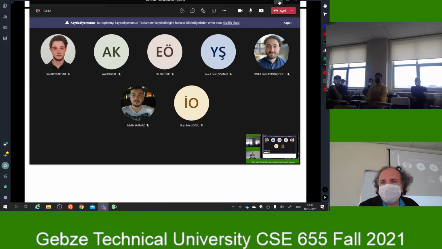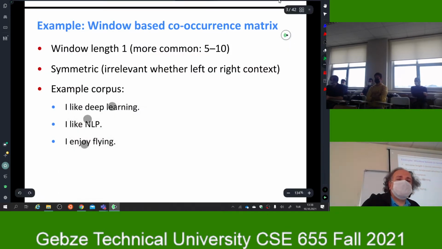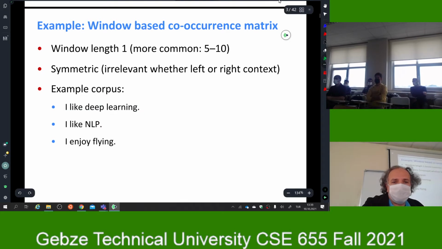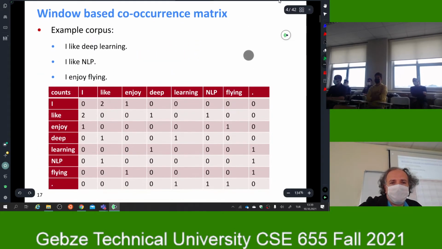Okay, good, thank you. So I have just these 3 sentences, and I like to use a window of length 1. That means that I will just take these 2 words, or these 2 words, or these 2 words. So just these are my windows. I am just scanning the whole data set using a window of length 1. More common is 5 to 10, but this is a very simple example. I am doing it that way, and I am going to come up with this co-occurrence matrix, and this is what I am coming up with.